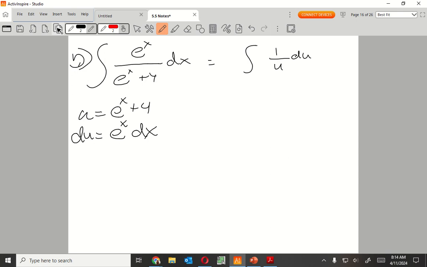Okay, let's go ahead and integrate this one. I'm going to have ln absolute value of u plus c. And then plug it back in. I'm going to have ln absolute value of e to the x plus 4 plus c.